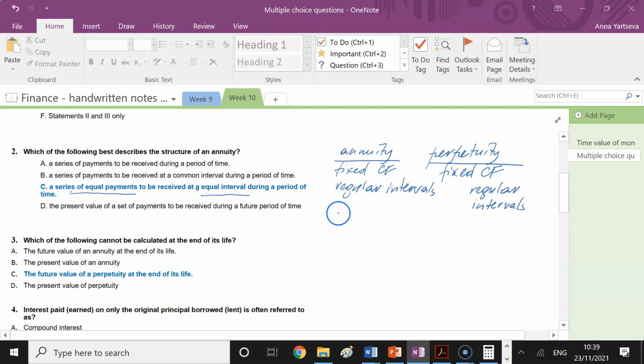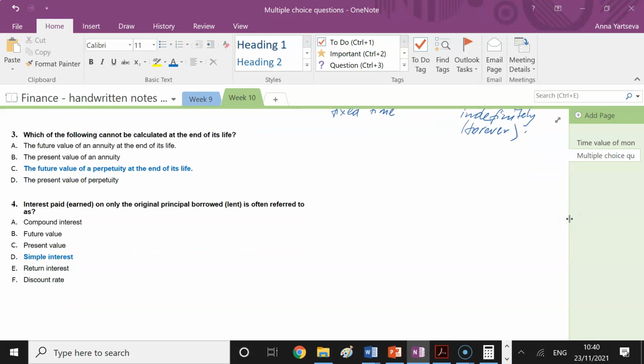The only difference here is that an annuity will be paid or invested for a fixed period of time, while a perpetuity is indefinite, forever, basically, at least in theory, right? So this is the difference. Fixed time versus forever. So the correct definition here will be C. Annuity is a series of equal payments at equal intervals during a certain period of time. Next, question 3.